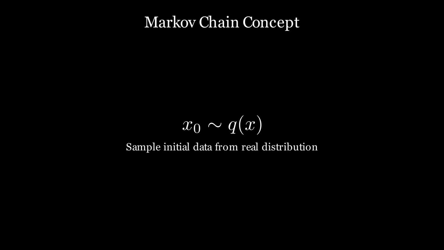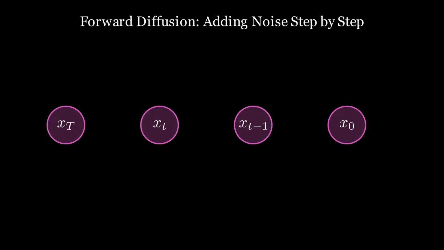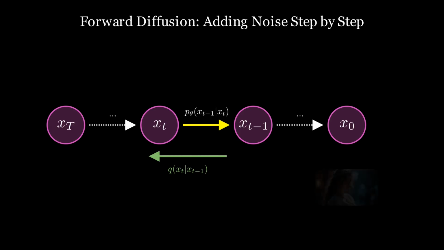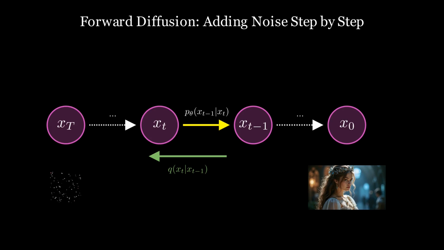Taking inspiration from Markov chains, let's start by sampling an initial data point x0 from a real data distribution q of x. Think of this as picking a clean image from our dataset. Now, here is where things get interesting. We are going to gradually add noise to this initial data, similar to the physical diffusion process we discussed earlier.